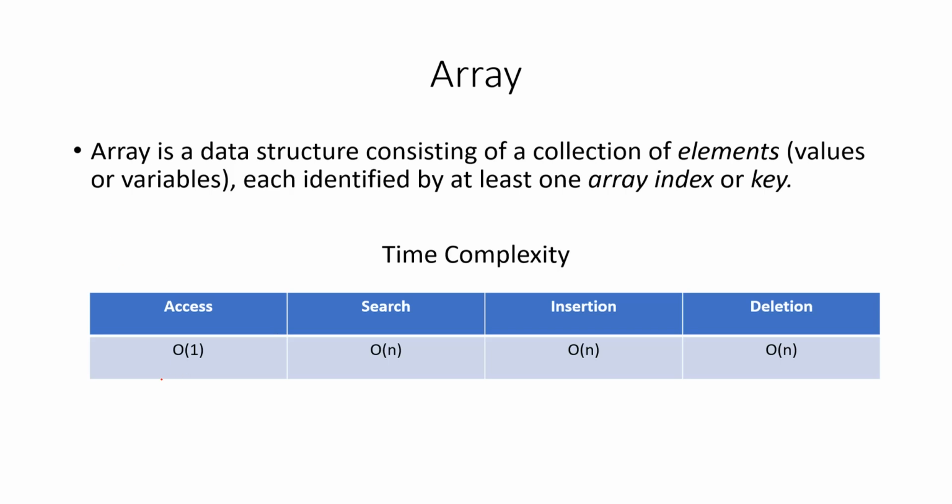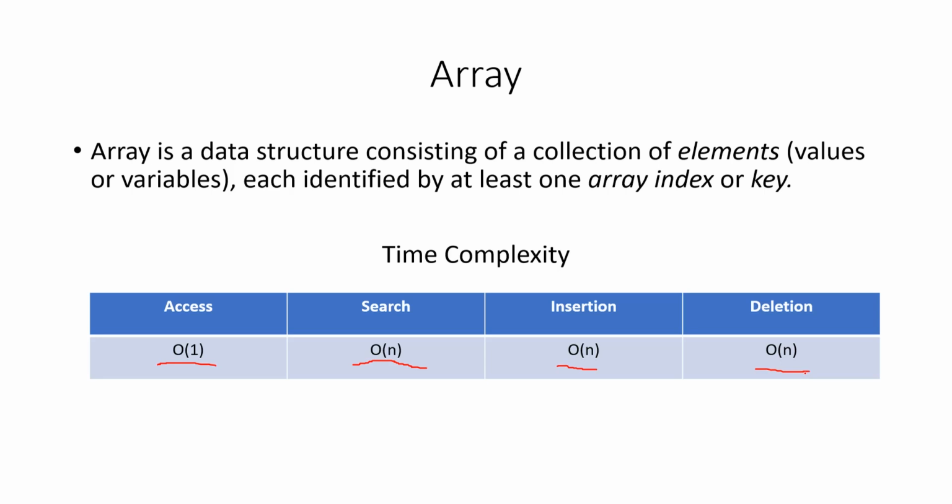As you can see, access takes constant time. So it means that if you have the index of an element, you can get it in constant time. And the search takes linear time complexity because we have an array, and in order to find some element, we need to go through all the possible elements. Search takes linear time.